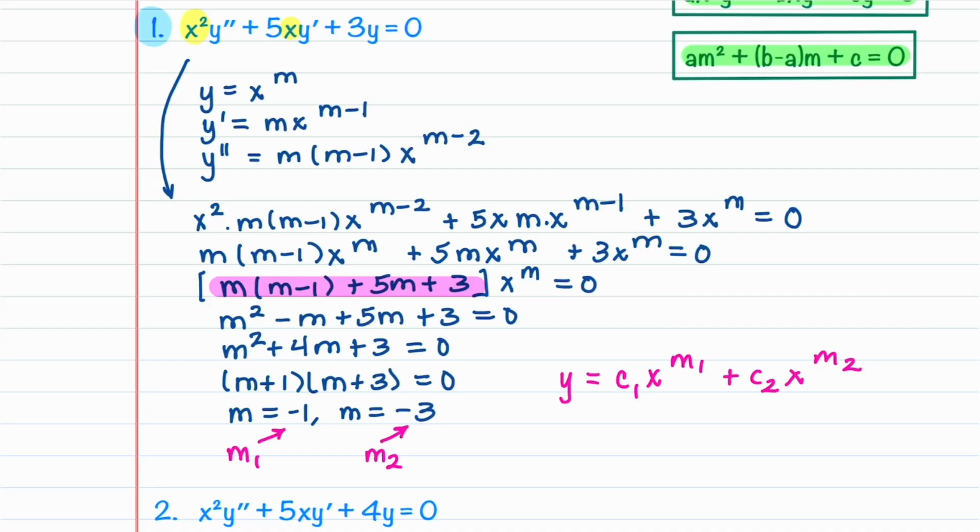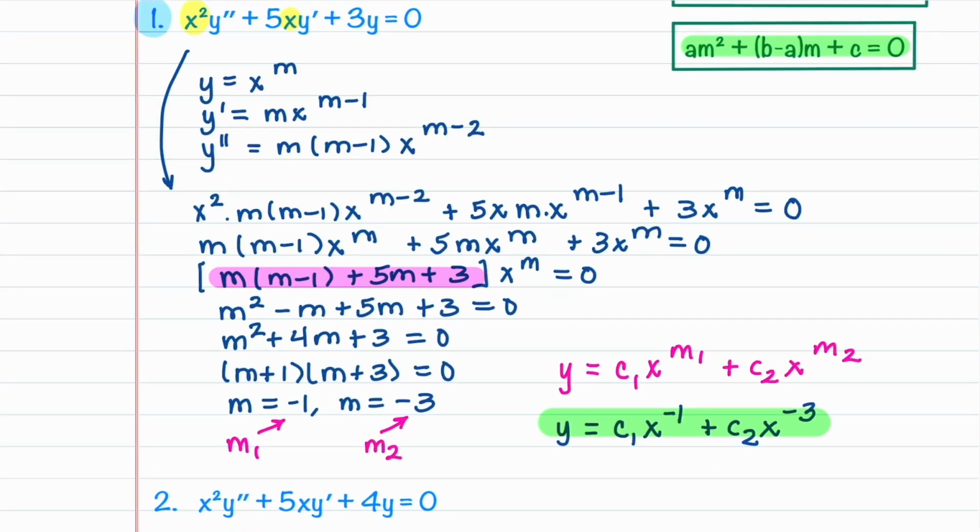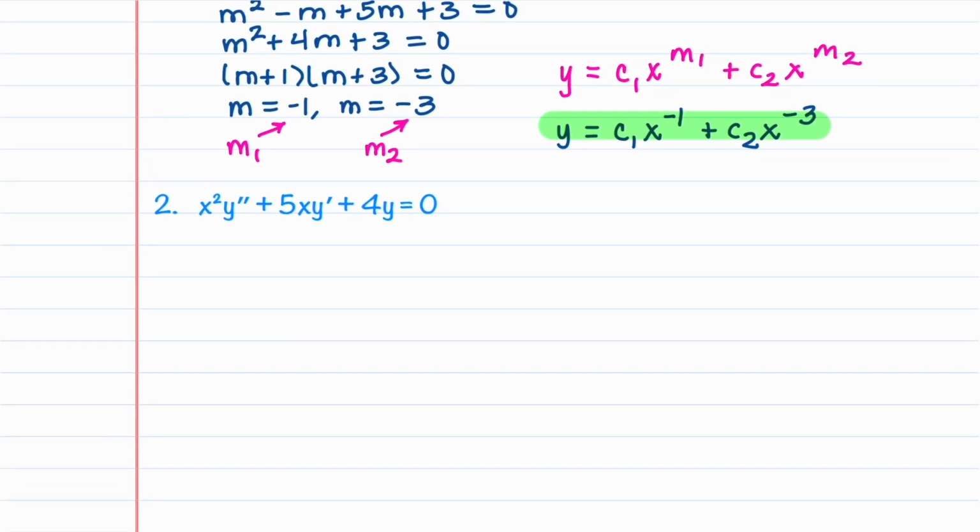We can now write down our solution. It's y is equal to c1x to the m1, which is minus 1, plus c2x to the m2, which is minus 3. And there's our solution. Let's now look at our second example.